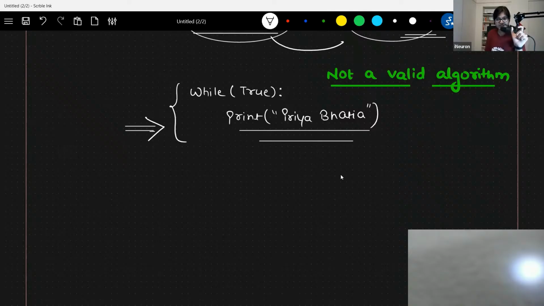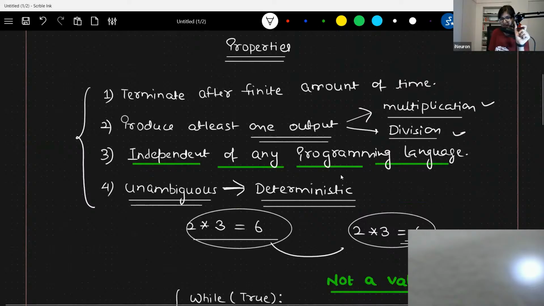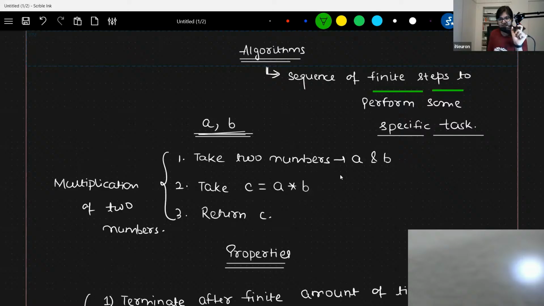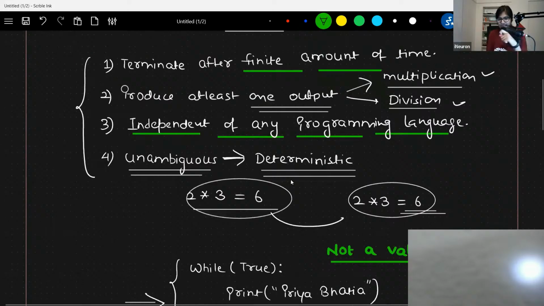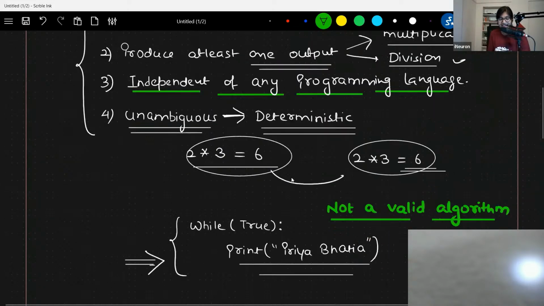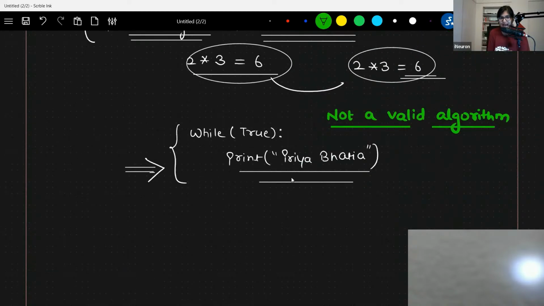Because if you see the properties of an algorithm, it should terminate after a finite amount of time. We are writing finite steps, that is fine. The task is to print my name, Priya Bhatia, but it is not following the property number one. Here, each time the while loop runs, the condition will always be true. And when the condition is always true, it will keep on printing my name. That's why it will not terminate after a finite amount of time, and that's why it's not a valid algorithm.